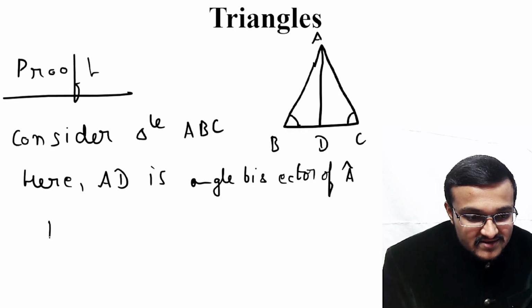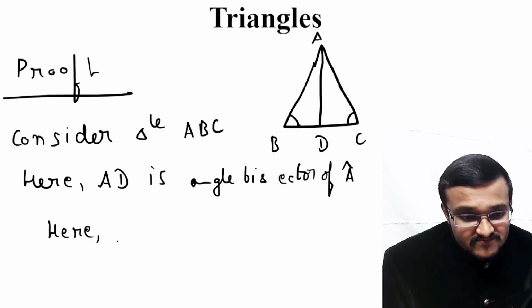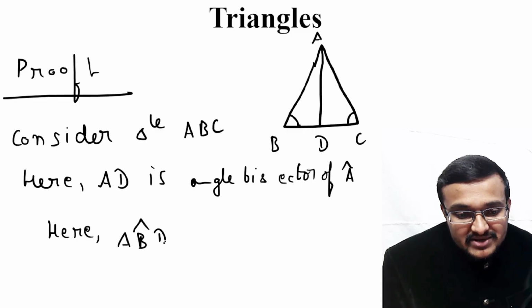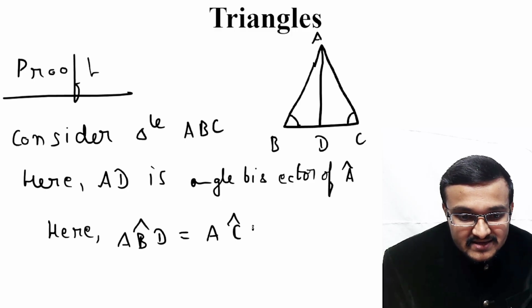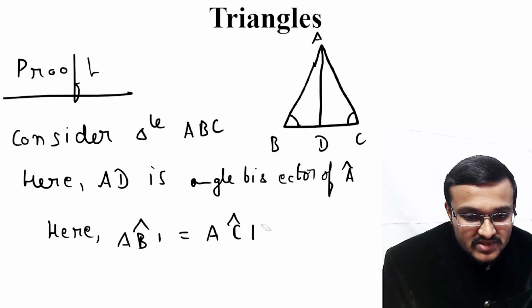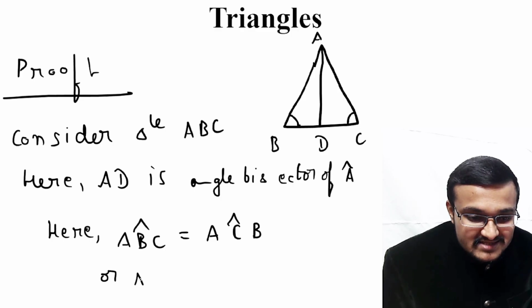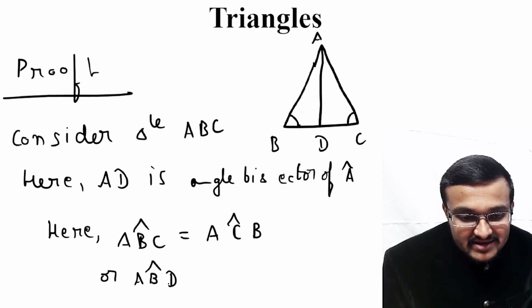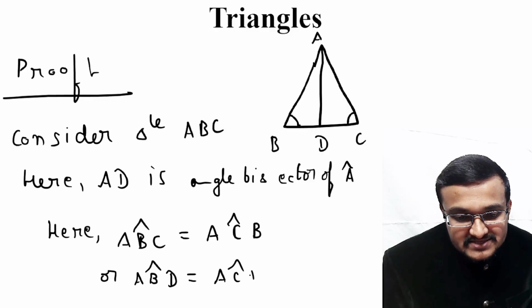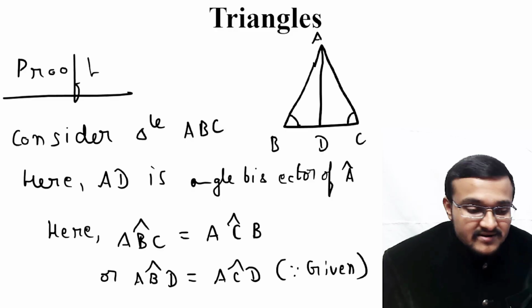Already in the theorem we have angle ABD is equal to angle ACD. Or in the place of D, you can write ABC is equal to ACD, or you can write this as angle ABD is equal to angle ACD. So this is already given in the theorem.